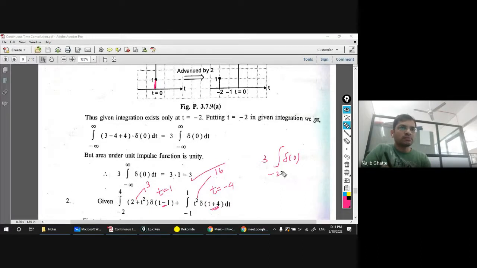And these limits are -2 to 4. Okay, fine. First let's talk about this, the first integral, then we will talk about the second integral. What is the answer of this? So 3 into this bracket. What is the answer of the bracket, sir? What is the integration of delta 0? You will say the answer is 1.